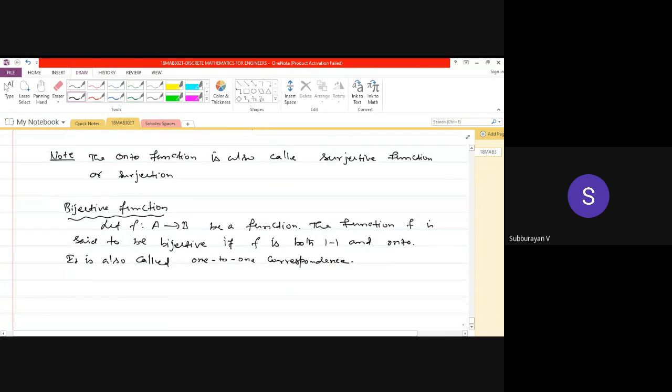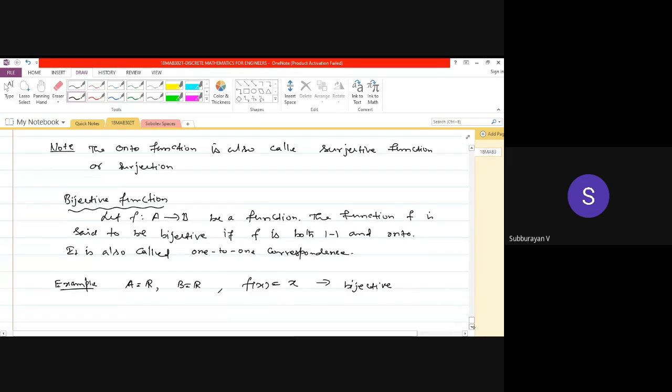Let me give one example. The simplest example is the identity function. Example: A equal to the set of real numbers and B equal to the same set of real numbers, and I define f of x equal to x. It is bijective. Already we have seen the function f is one-to-one and onto, so therefore it is bijective.